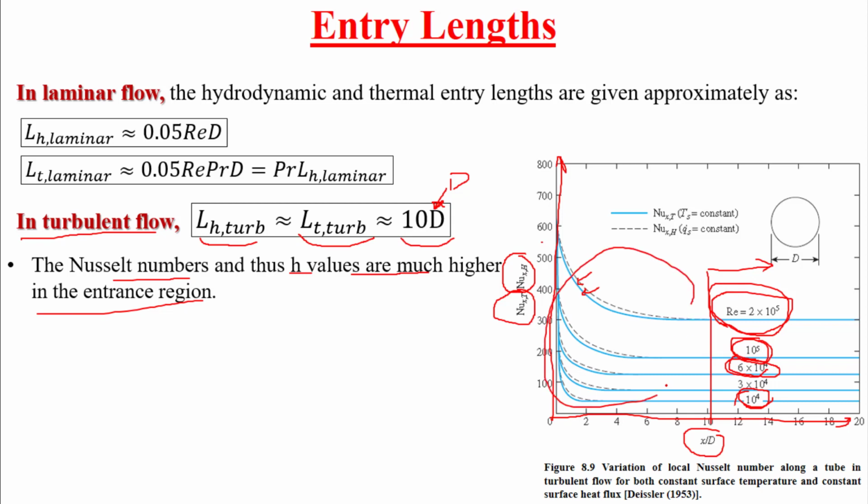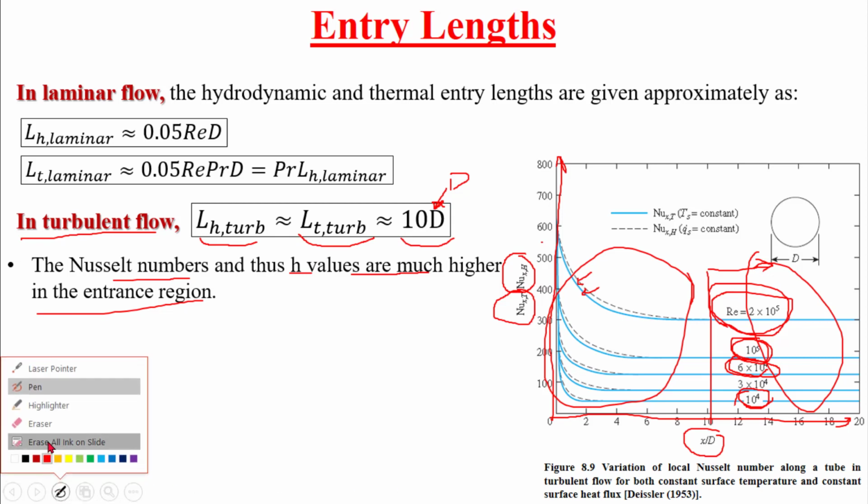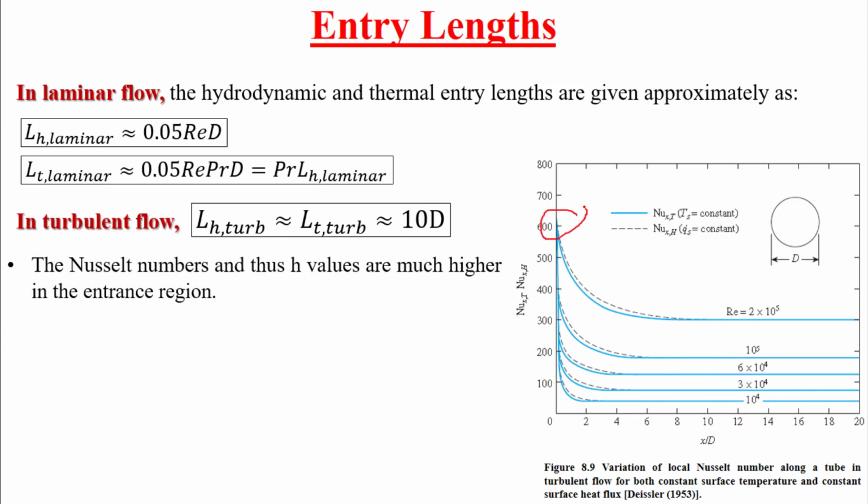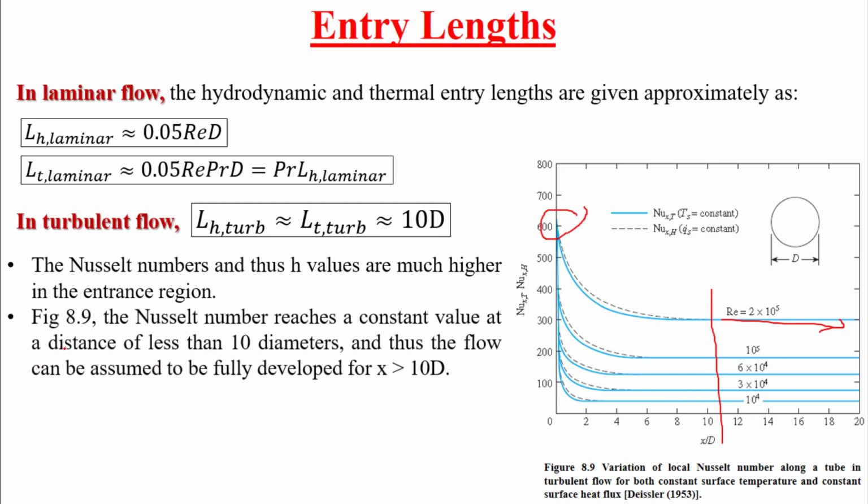Okay, so this is the entrance region, and here we have the fully developed region. Another notation is that it starts from a higher value. This is the entrance, and it becomes constant in the fully developed region. So here is the explanation for this figure. Nusselt number reaches a constant value at a distance less than 10 diameter. Here is 10 diameter, and it becomes constant at this Reynolds number. And thus the flow can be assumed to be fully developed for x greater than 10 diameter.